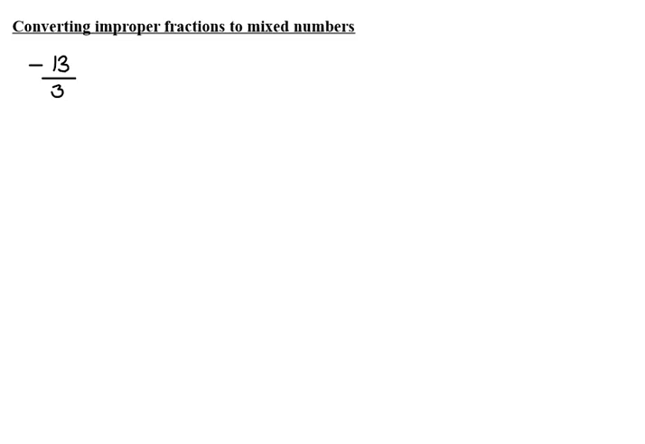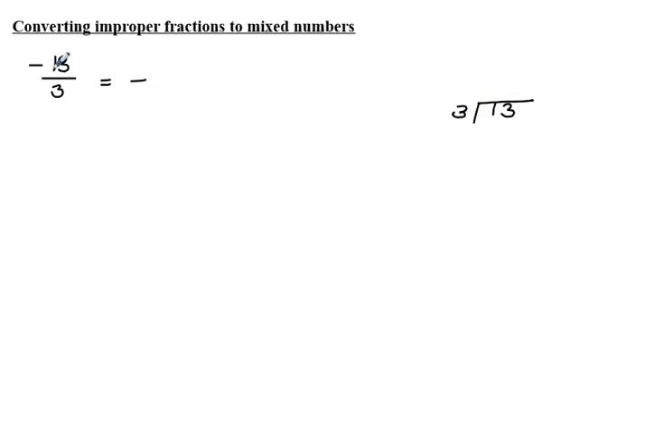The next skill you have to practice is converting improper fractions to mixed numbers. You can see this fraction is top heavy, which means there are some wholes in this fraction. Whether we have fractions or whole numbers or mixed numbers, if we have a negative improper fraction, we are going to have a negative mixed number. And the way to do that, you are going to say 13 divided by 3.